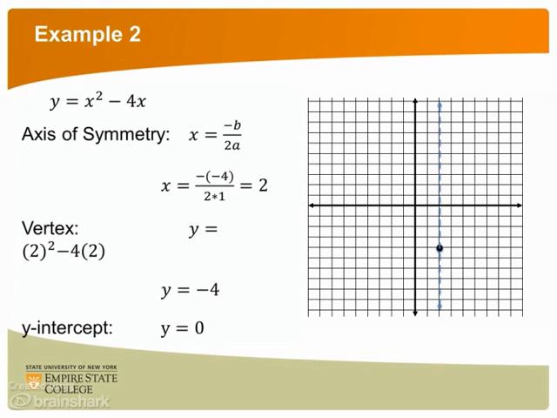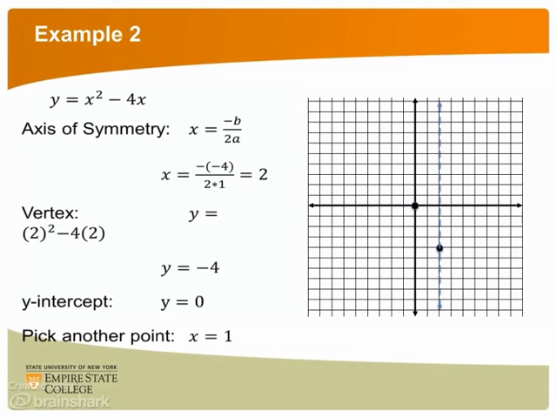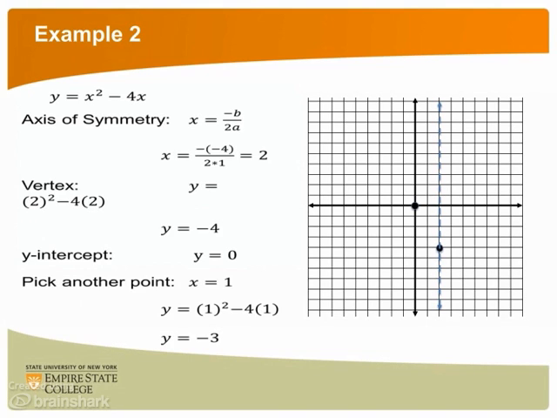Because there is no constant term in our equation, the y-intercept is 0, which we plot. We need to find another point. We choose 1 for an x value to plug in. After plugging in, we find the corresponding y value to be negative 3. Plot the point 1, negative 3. Reflect the points over the axis of symmetry. Connect and label our parabola, and we are all done.